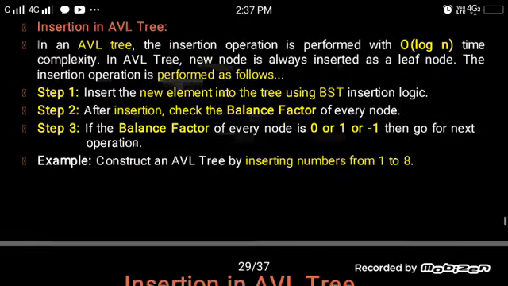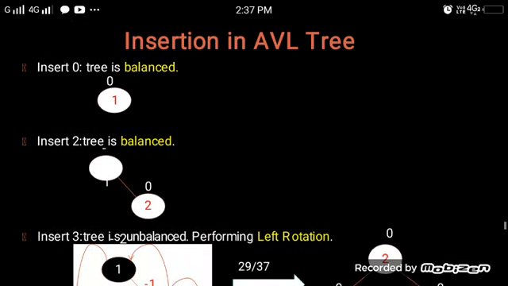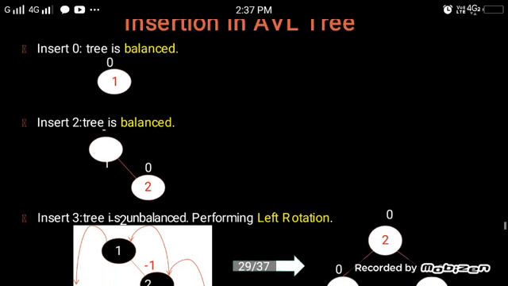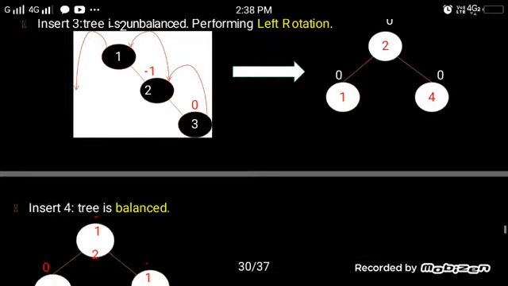Example: inserting numbers from 1 to 8 into an AVL tree. After insertion, the tree is balanced. In the second step, the tree is still balanced, and a left rotation is applied, as indicated by the arrows, with 1 and 4.